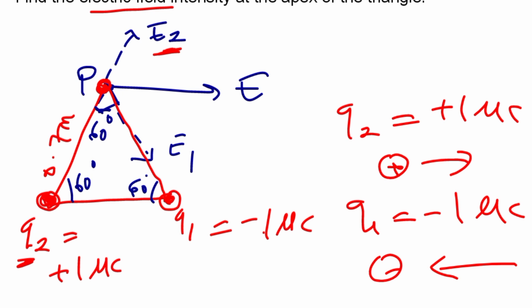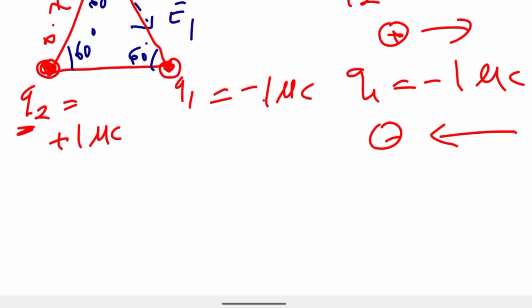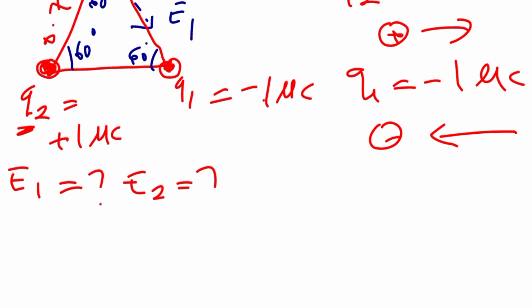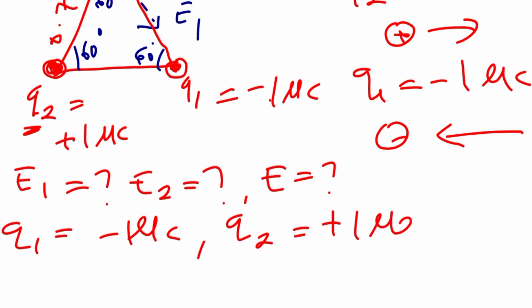So let's start solving. Firstly, we need to bring out the givens. We can say that E1 is unknown, E2 is unknown, E is also unknown. But we know that Q1 equals negative 1 microcoulomb. Likewise, Q2 equals positive 1 microcoulomb. The distance between them is R equals 0.7 meter. So I think this is all we need now.